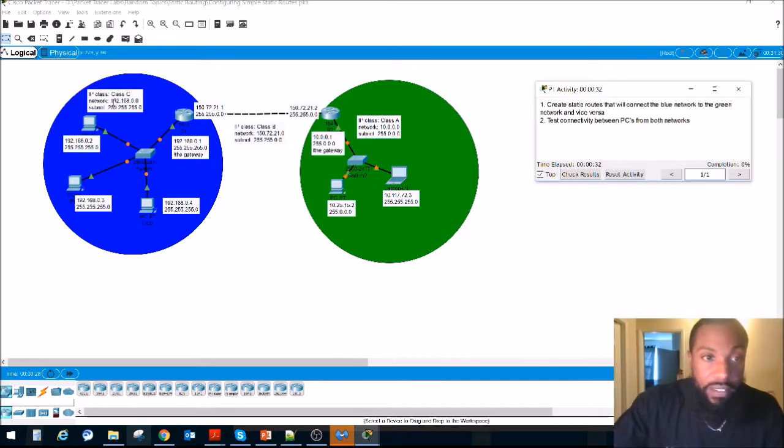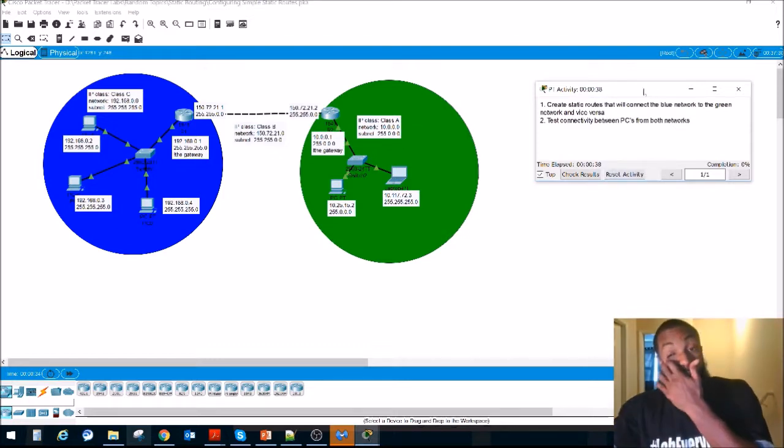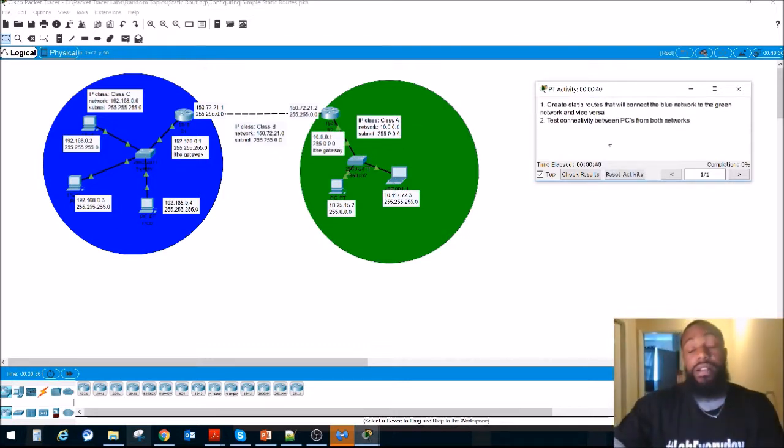The blue network is the 192.168.0.0. Green is the 10.0.0.0 network, right? We only got 2 steps here. We just need to create 2 static routes. It's simple.